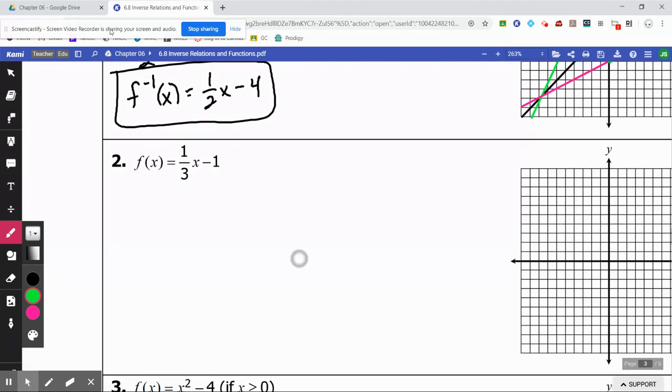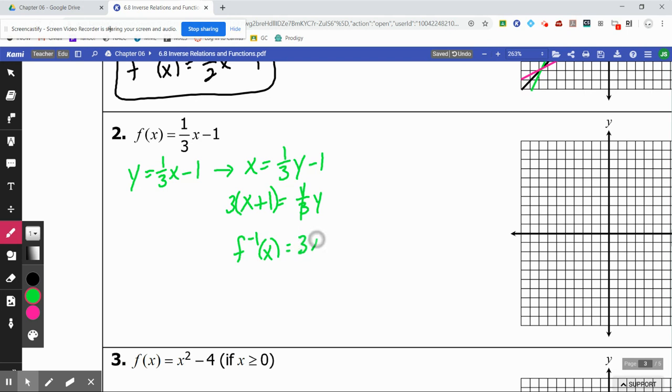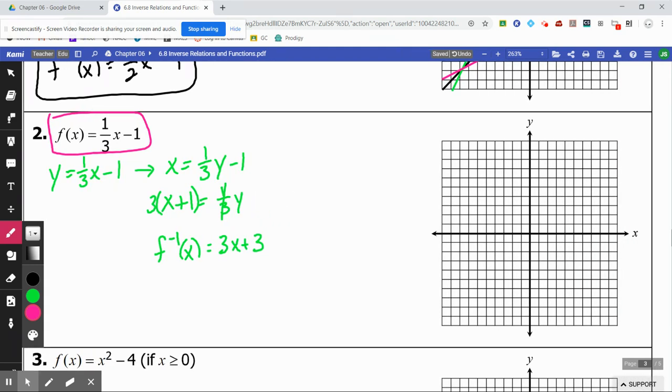Number 2, your original graph is y equals 1/3 x minus 1. The inverse of that would be x equals 1/3 y minus 1. Let's now solve that for y. Move the 1 over by adding 1, so you have x plus 1 equals 1/3 y. To get rid of 1/3, you're going to multiply by its reciprocal, so multiply everything by 3, and you get f inverse is 3x plus 3. Let's graph that in green. We'll graph the other one in pink, and let's see if we have true inverses.